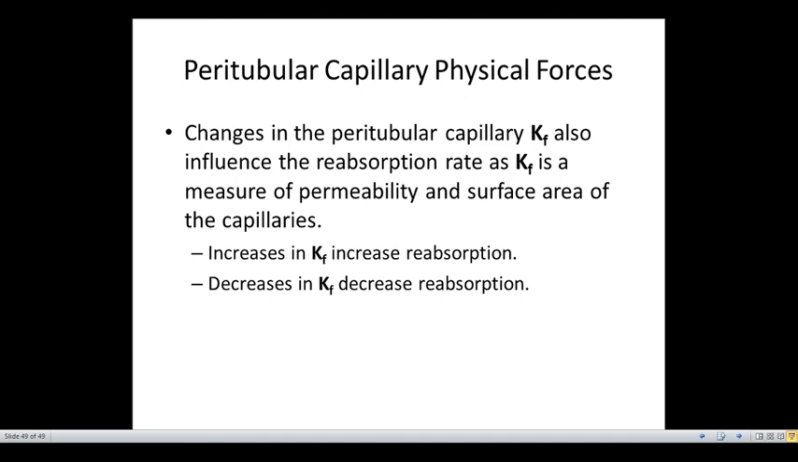With this, I end today's lecture. We will continue with the regulation of tubular reabsorption in the next lecture.